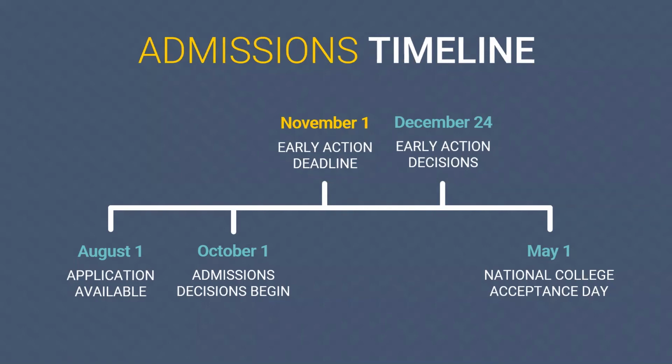And then May 1st is what's called National College Acceptance Day. That's the date by which you have had your admission decision. Let's assume for now that you've all been admitted to Penn State. You would have till May 1st to make a decision on whether or not you want to attend Penn State or whether you would like to go to a different institution.